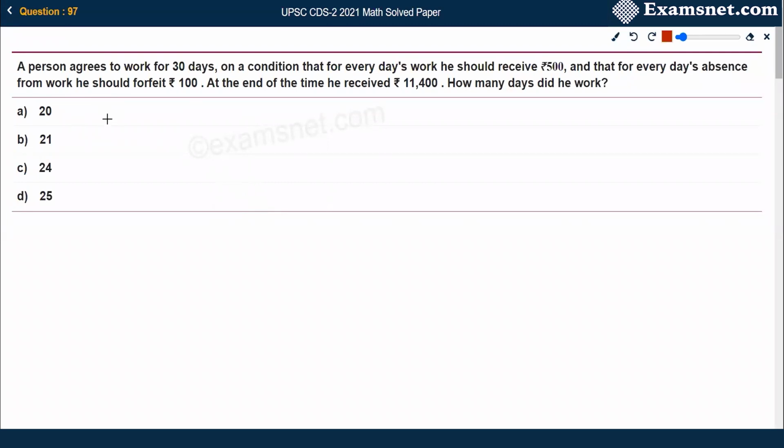In question number 97, we are given that a person agrees to work for 30 days on a condition that for every day's work, he should receive rupees 500 and that for every day's absence from work, he should forfeit rupees 100. At the end of the time, he received rupees 11,400. How many days did he work?